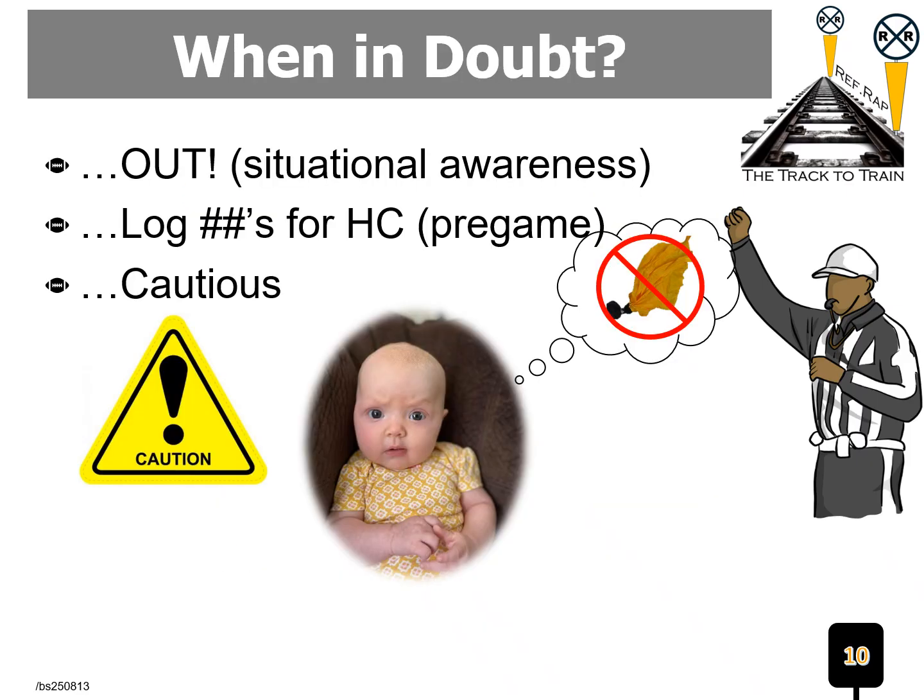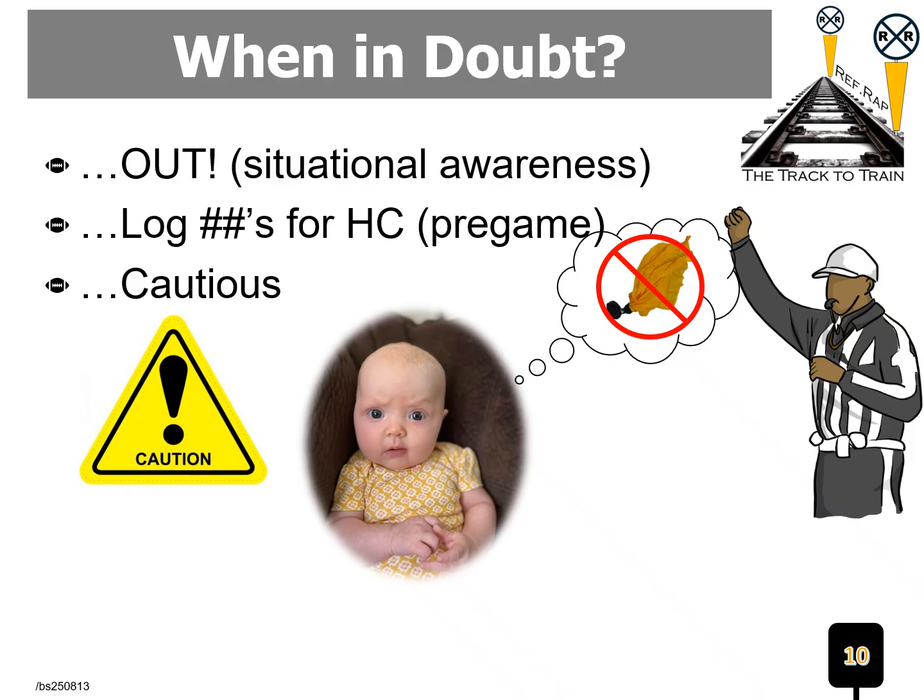When in doubt, get them out. Make sure you are situationally aware as to those cases. Again, utmost safety and risk minimization is the priority. When in doubt, log suspect players' numbers and then report them to the head coach at your pregame meeting.